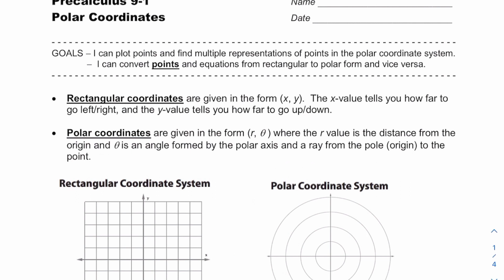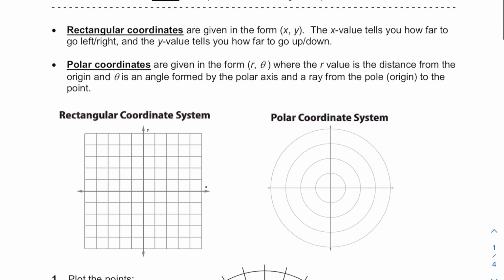And the big thing to remember as we start off is so far, I have only taught you how to graph under one system. Think about it as a graphing language, and that language is the rectangular coordinate system. In the rectangular coordinate system, our coordinates are given in the xy form. The x value tells us how far to go to the left and the right. The y value tells us how far to go up and down. This is standard.